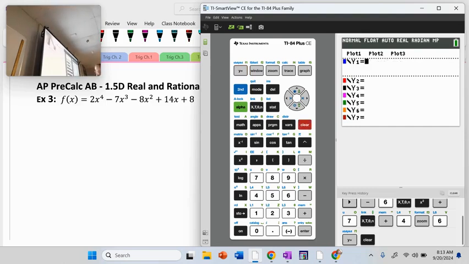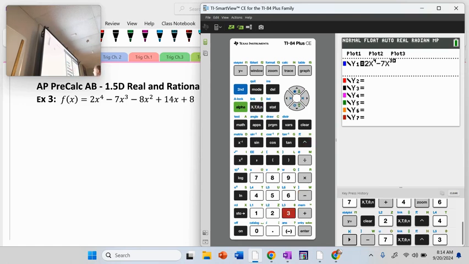Okay, so let's type it in. 2x to the 4th. Remember what I told you? Minus 7x cubed. Get out of it. You notice I keep arrowing out. It's so annoying. I mess that up all the time. I'm up there, then I type minus 8, and it's still up in the exponent. So try to get away from that. It hits me all the time. I can't stand it.